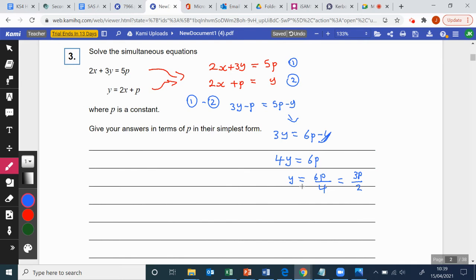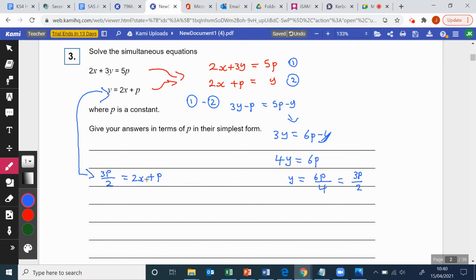Now that I've worked out the value of y, I can now quite easily work out the value of x. So if I were to substitute that into this equation, instead of putting y equals 2x plus p, I'm going to put what my value of y was, which was 3p over 2 is equal to 2x plus p. And again, the same thing, I'm going to rearrange to make x the subject.